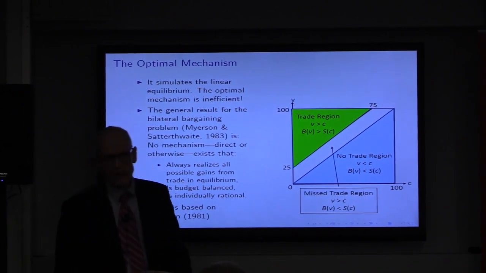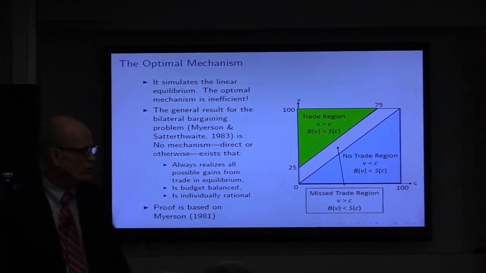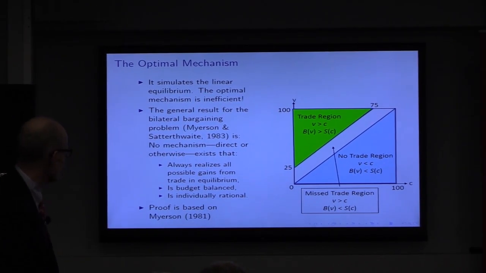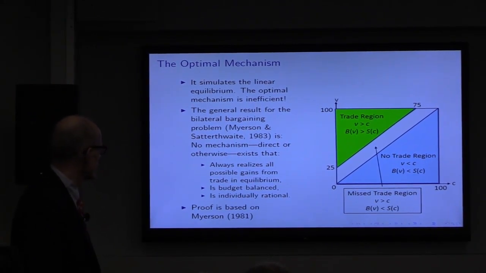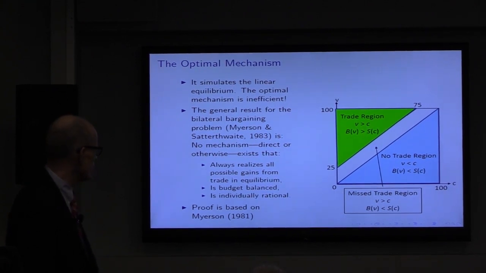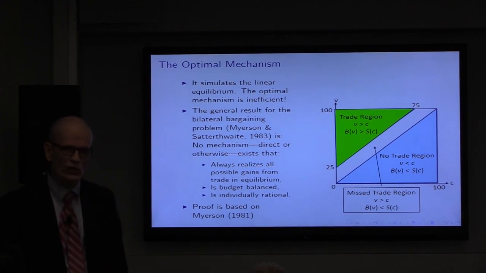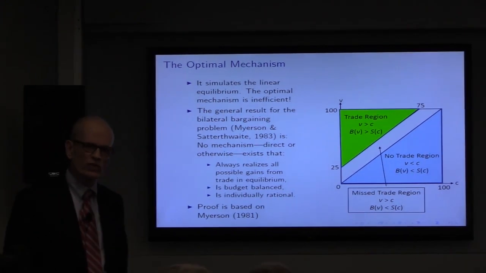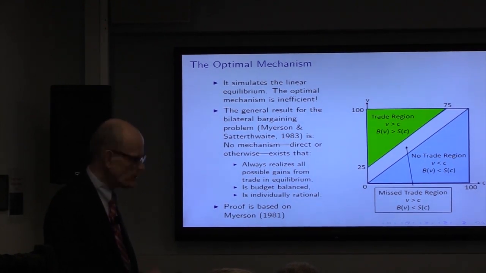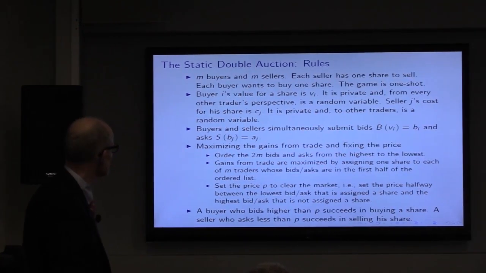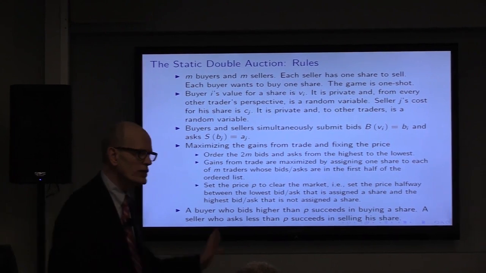And that basically implies the following theorem that Roger Myerson and I proved back in 1983, which is: no mechanism, direct or otherwise, exists that always realizes all possible gains from trade, is budget balanced, and is individually rational. You have to have an inefficiency. There's never a way of getting around it. Okay, that's a simple case.